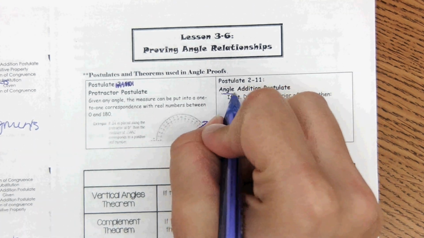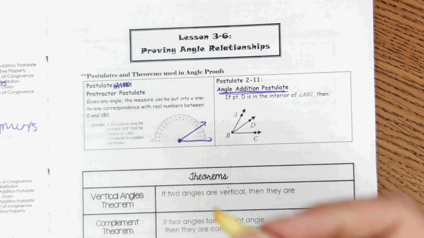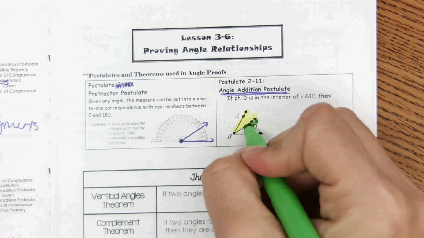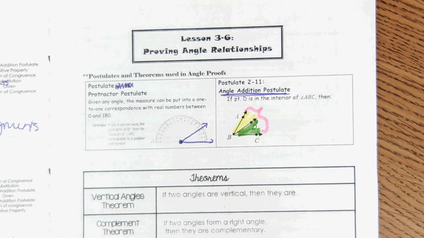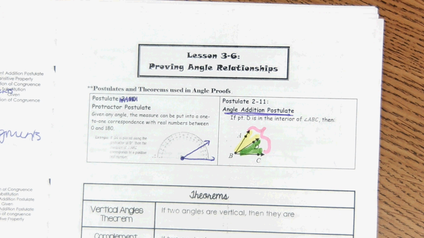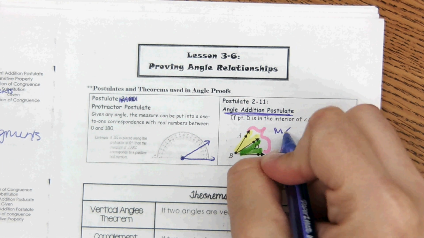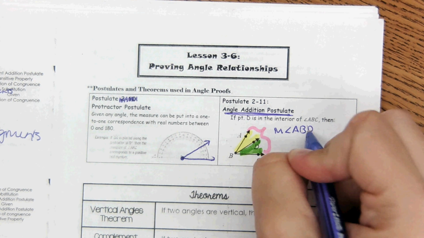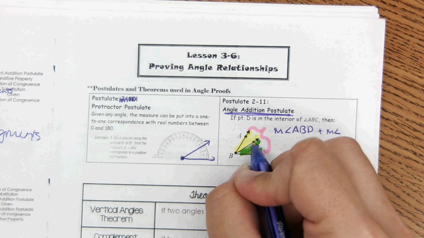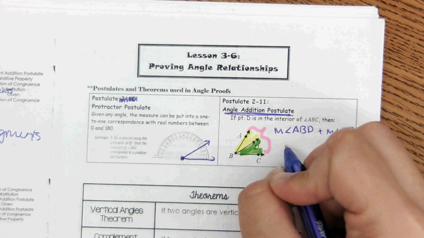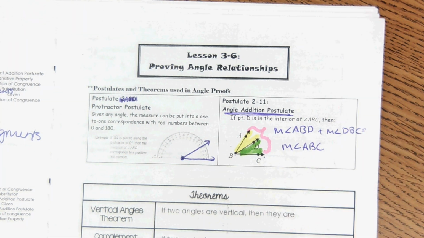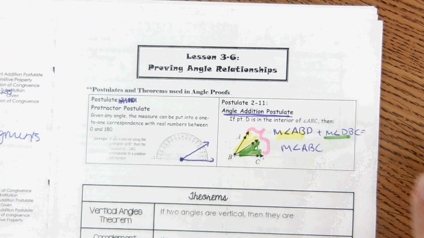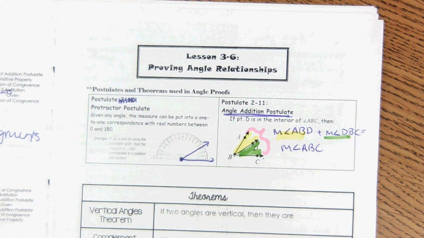Then we have angle addition postulate. This is the big idea for the lesson, and all angle addition postulate means is this side of the angle plus this side of the angle equals the measure of the whole thing. So the way we'll often see this written is measure of angle ABD, the yellow part, plus measure of angle DBC, the green part, equals measure of the entire angle ABC. So this is the yellow part plus the green part equals the whole thing.